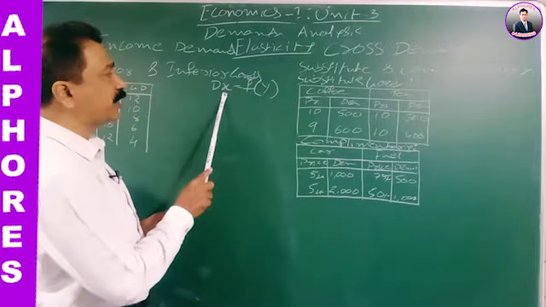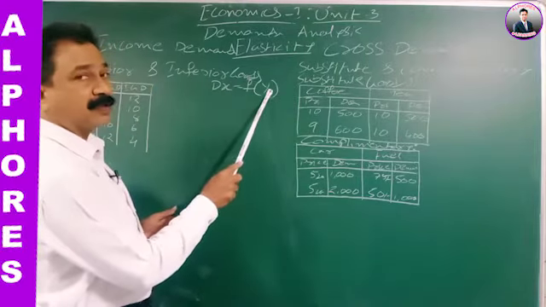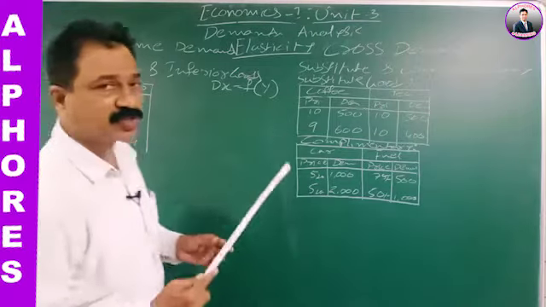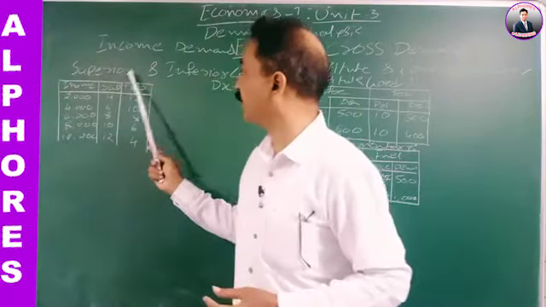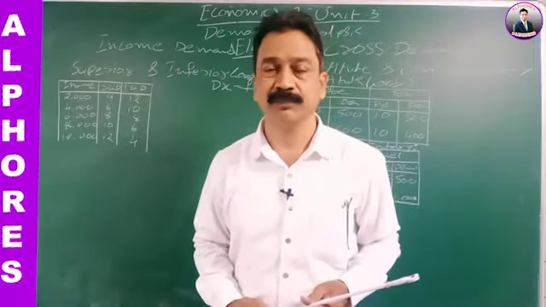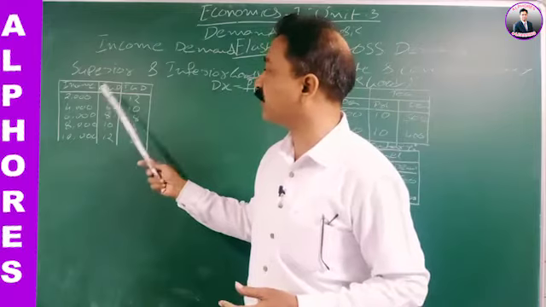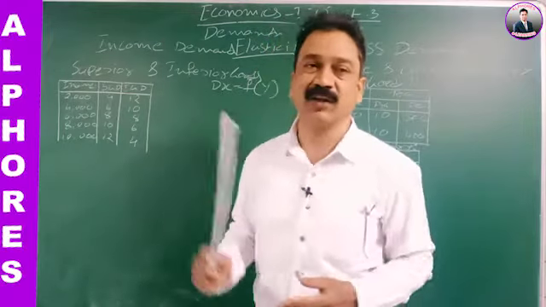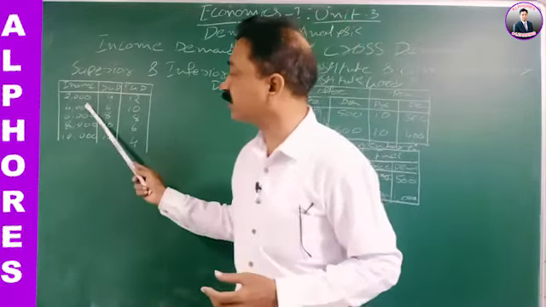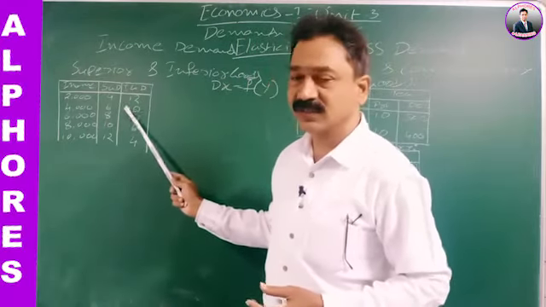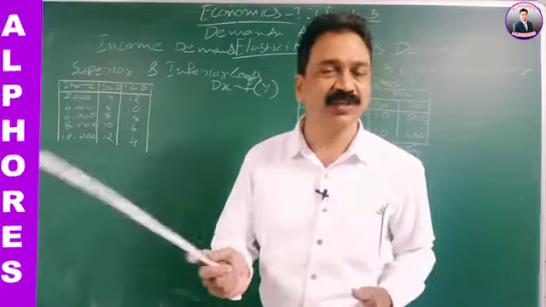Demand of X commodity has a functional relation with consumer income. Now we will see in the next step there are two types of goods, superior and inferior. When consumer income increases, for some commodities demand increases, for some commodities demand decreases. Now here in this table we will see superior as well as inferior goods demand in this simple table. It is in your textbook.